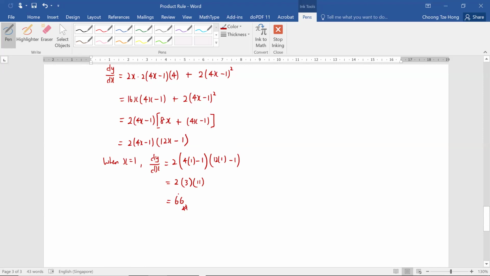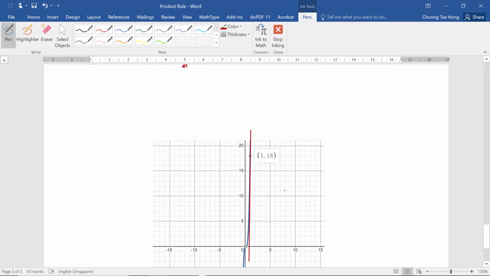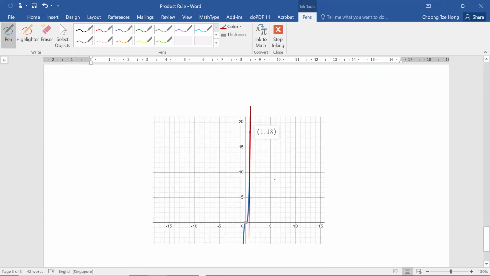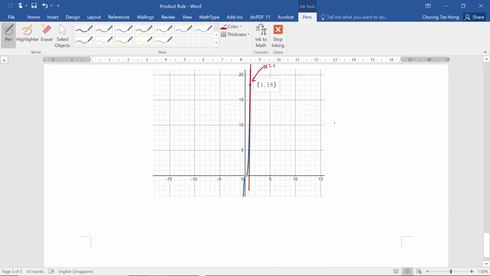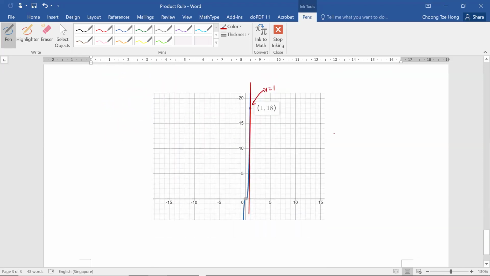So let's take a look at the curve. Over here I've actually already used Desmos to draw the curve. You can see that at this dotted point is x equals 1. Remember we sub in x equals 1 into the dy dx. So basically what we're trying to do when we sub x equals 1 to get the 66 means this is the gradient of this red colored tangent.